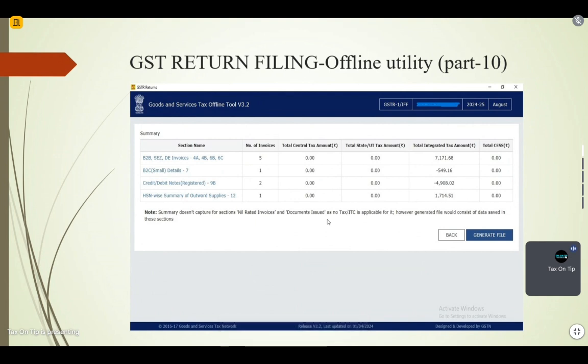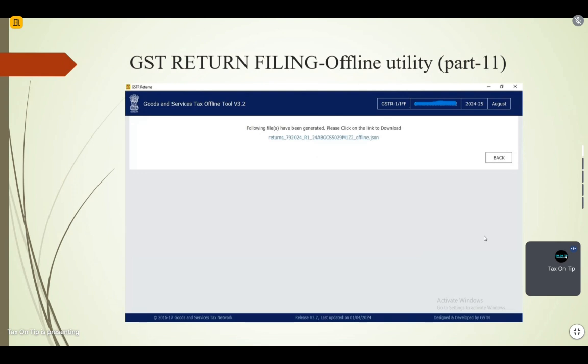So now you need to create a JSON file. For that we need to click on generate file. Once I click on generate file, the next screen will appear, and here you can see that you have generated the JSON file. The following have been generated, and you need to download that file because we need to upload that JSON file on the portal. Okay, so here our JSON file has been created.